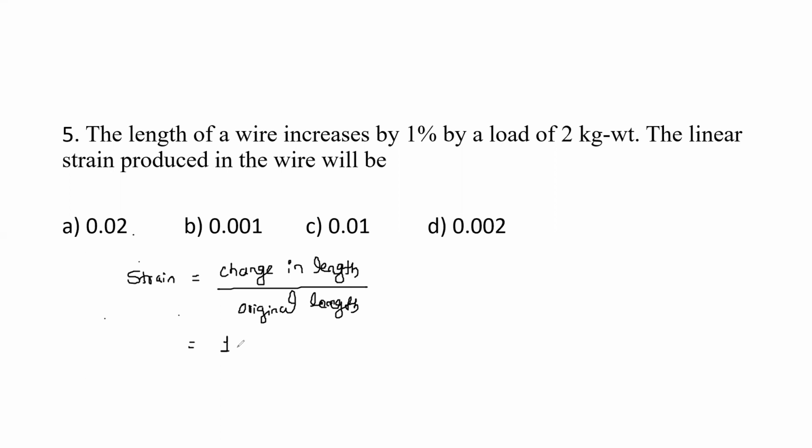So what change in length have they given? It is given as 1% of L. So 1% of the length divided by the original length L can be written as L divided by 100, divided by L. The L's get cancelled, and 1 by 100 is nothing but 0.01. We don't require the load value here. The linear strain produced in the wire will be 0.01. That is option C, the right option here.